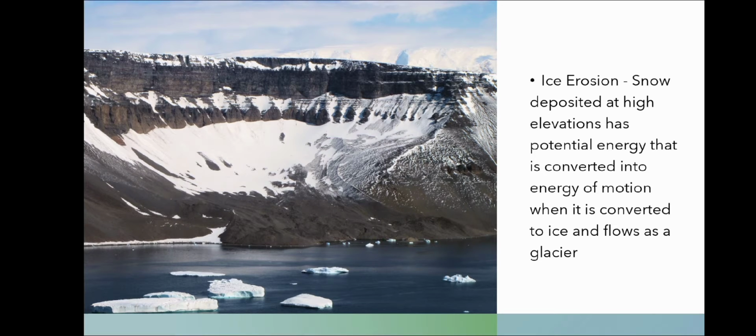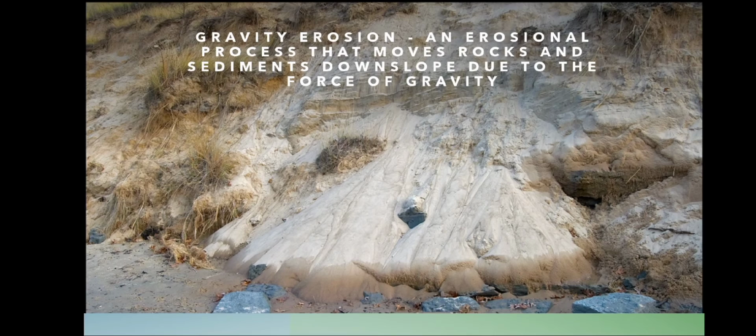Ice erosion. Snow deposited at high elevations has potential energy that is converted into energy of motion when it is converted to ice and flows as a glacier. The example is the picture. So ang ice erosion ay yung pagguho ng yelo and is caused when sediments are picked up by a glacier. Gravity erosion is an erosional process that moves rocks and sediments downslope due to the force of gravity. So gravity impacts erosion in direct ways like landslides, mudslides, and slump. It is caused by pulling dirt, rocks, and soil downwards.